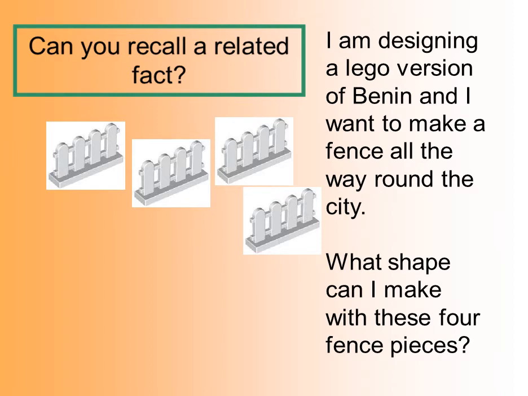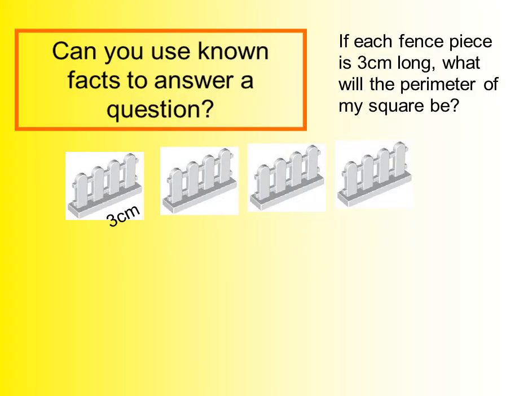Well done if you've written or drawn a square. A shape that has got 4 sides that are equal length is a square. So I could make a square with these 4 fence pieces. Now, if each fence piece was 3 centimetres long, and I was putting them all together to make a square, can I work out what the perimeter of that square would be?